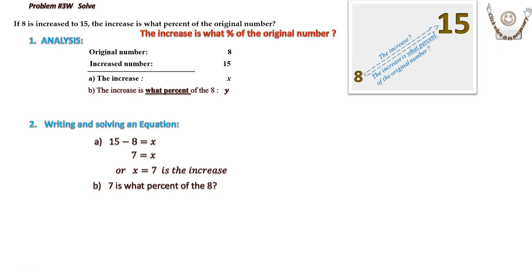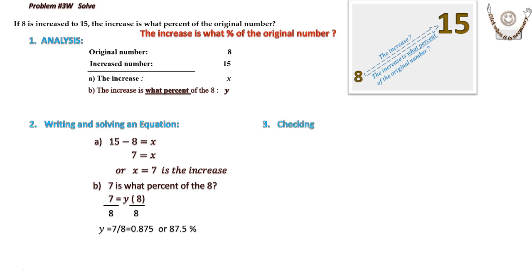We can show this as an equation. 7 is, simply equal, what percent? It's our variable y, and 8 is 8. Now we have to solve this equation for y. We divide both sides by 8, and y would be 7/8, or 87.5%. Now checking.